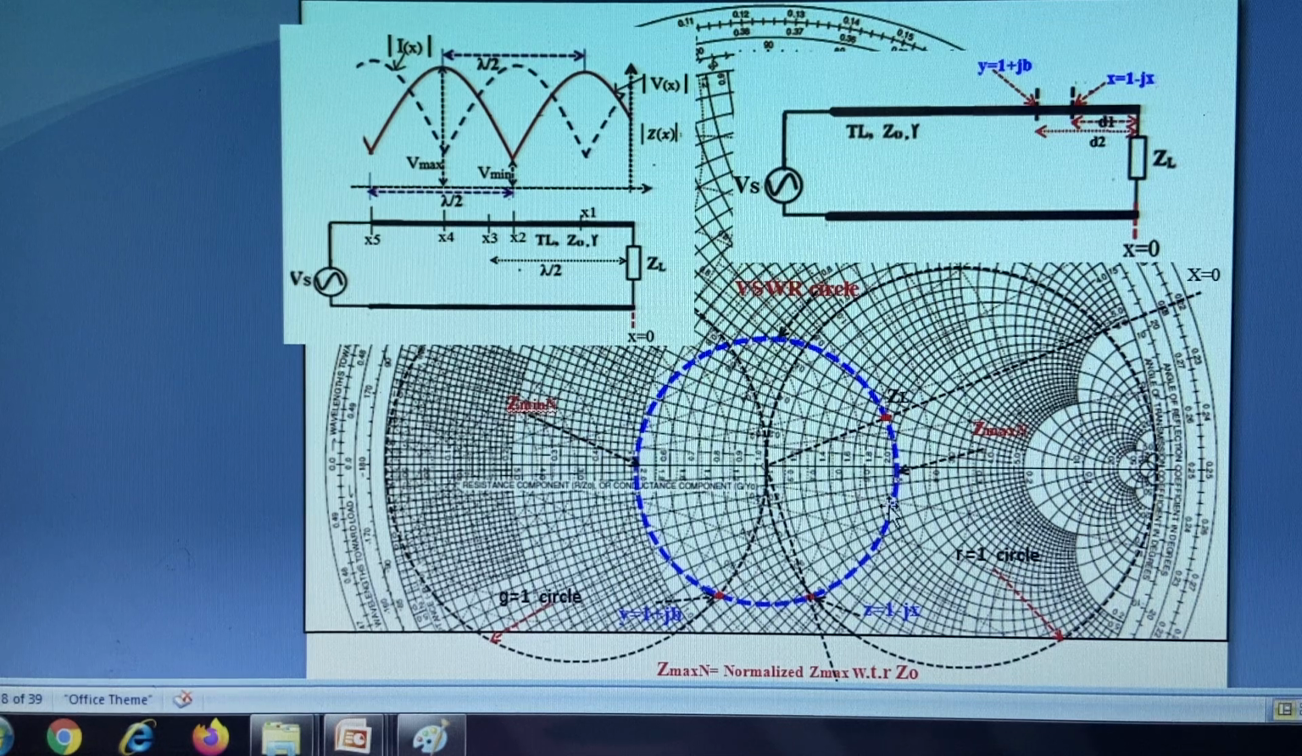That means this is a point. For example, you draw a line passing through this point and it intersects the distance scale somewhere here. Note down the value of distance here and distance here, take the difference, and we will get the distance from here to here. So we can find at what distance you are from the load and what the impedance is here.